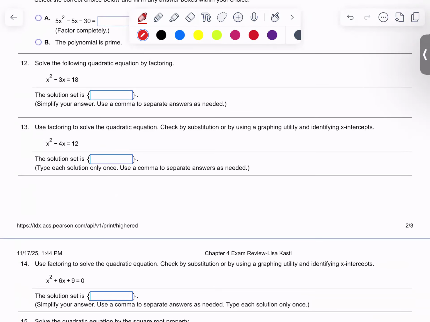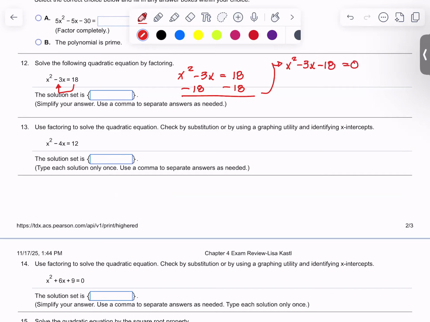Solve the following quadratic equation by factoring. So I'm going to have to move this 18 over here before I can solve this quadratic equation. I have to have it in standard form where I have the quadratic on the left-hand side and 0 on the other. So I'm going to subtract 18 from both sides. So I end up with x squared minus 3x minus 18.